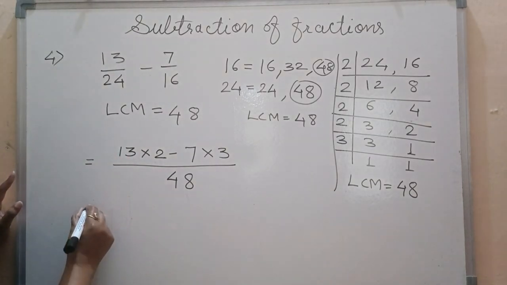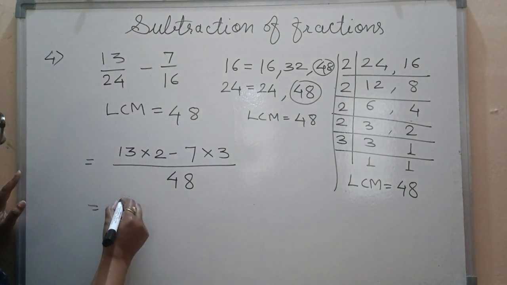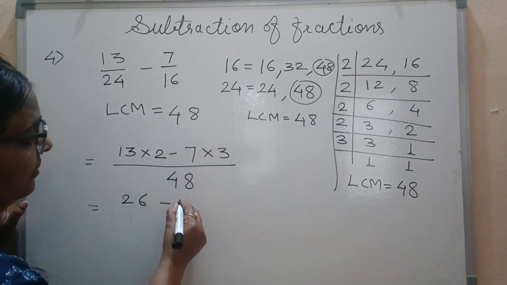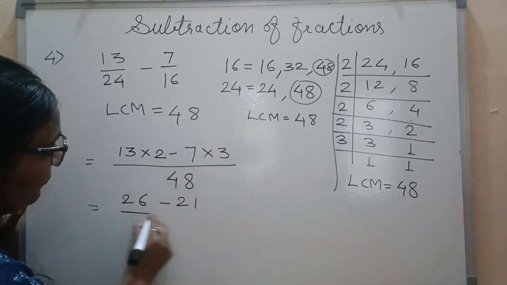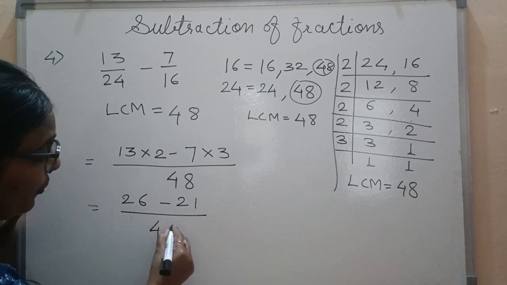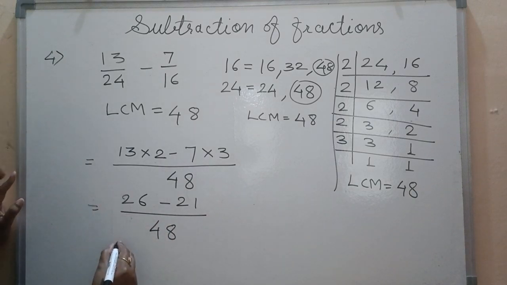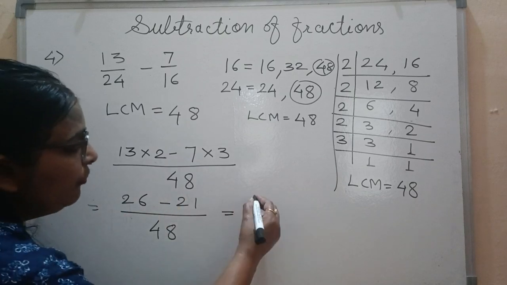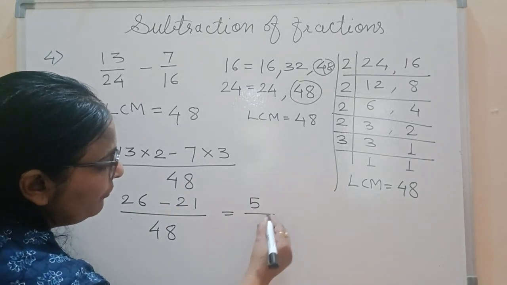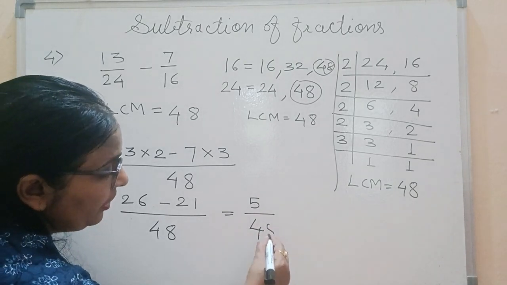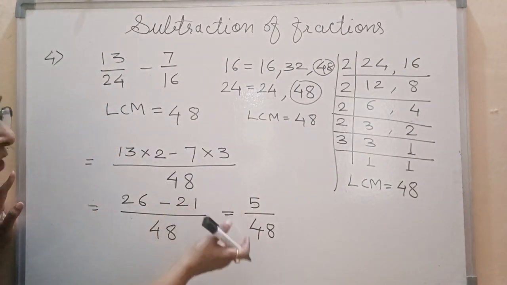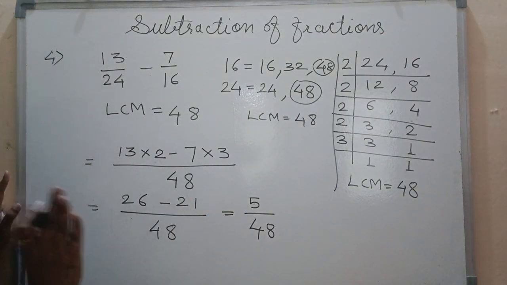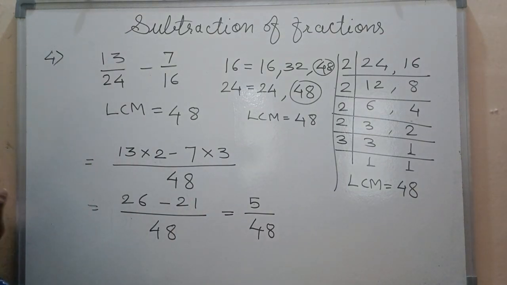Now what you will get here? 13 twos are 26 minus 7 threes are 21, divided by 48. Now what is left here? 26 minus 21 is 5. 5 by 48. You cannot reduce this again. So this is your answer, 5 by 48. Thank you for watching.